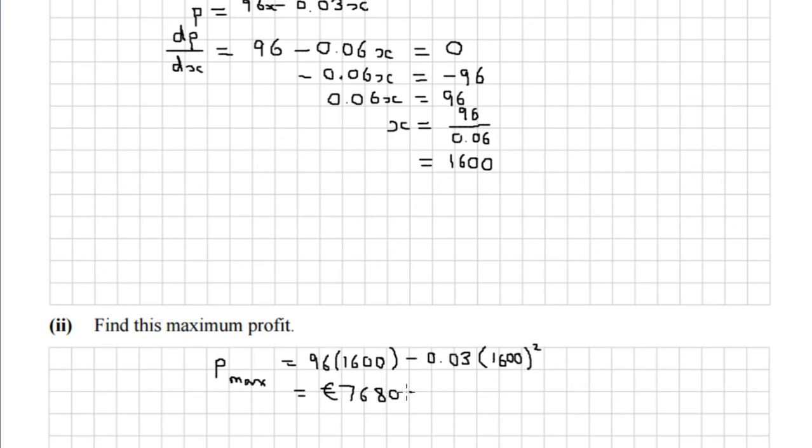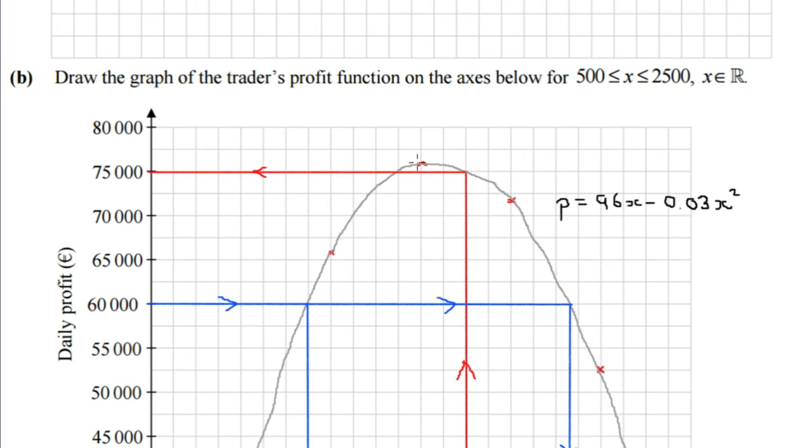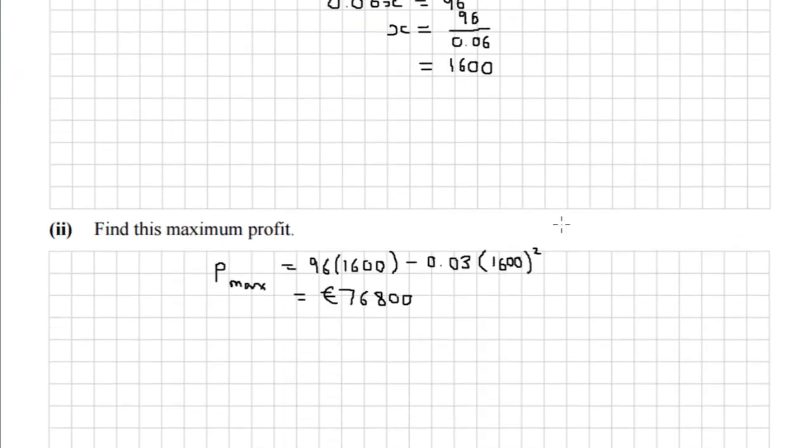And let's just check that on our graph here again. Yeah, you can see that the maximum profit occurs just above 75,000. So that answer there seems reasonable. And this is what you want to do. You want to ask yourself, does my answer seem reasonable every time you get an answer?